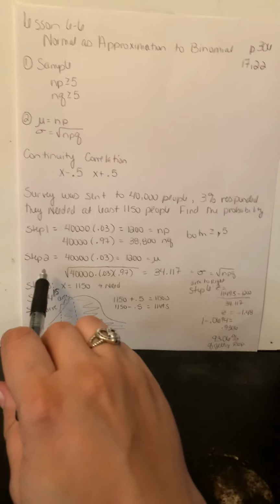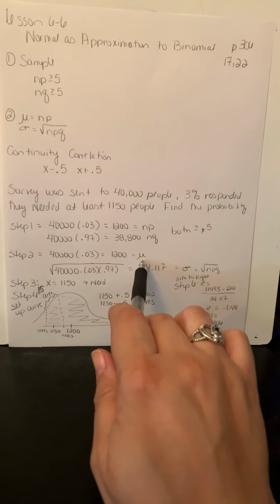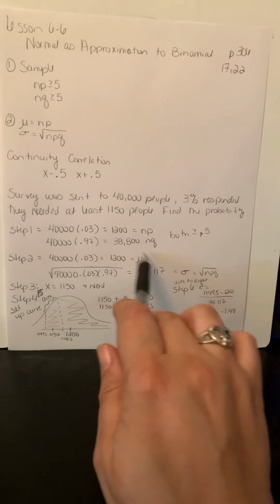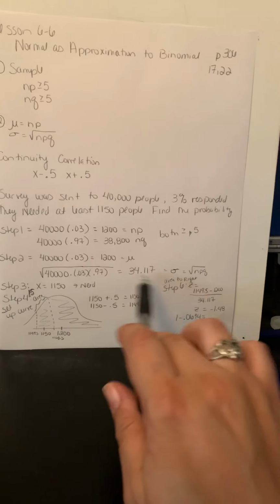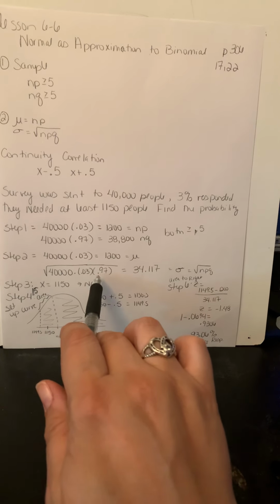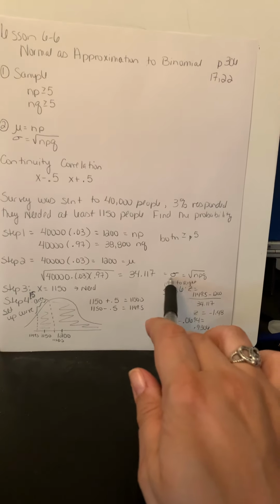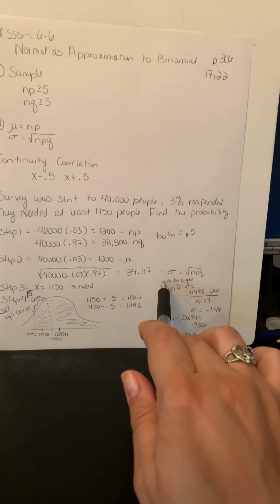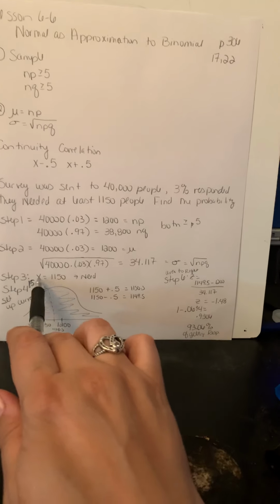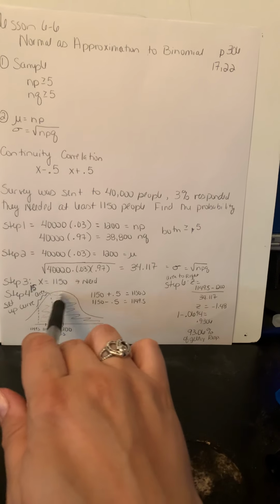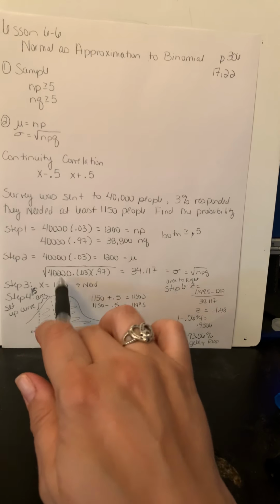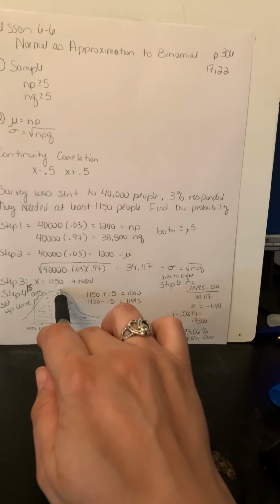Okay, so step 2. I got my mu, which was 1,200, and I got my sigma: 40,000 times 0.03 times 0.97, the square root of that is 34.117. So that is my standard deviation. Step 3, this is the number of people we needed. I needed 1,150 people, so you're just going back and restating that.